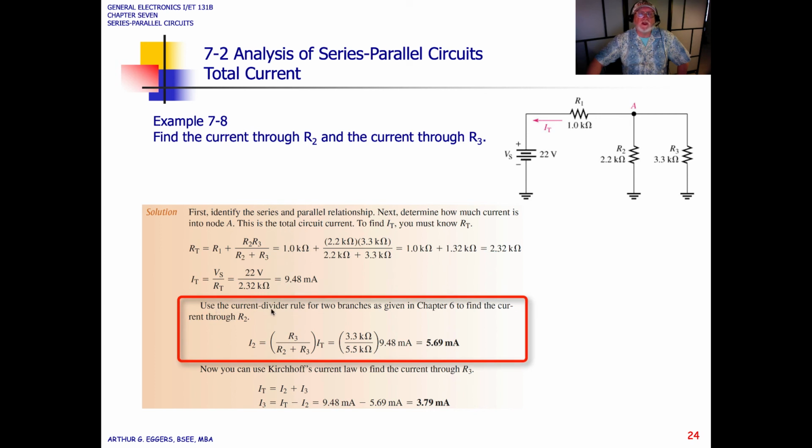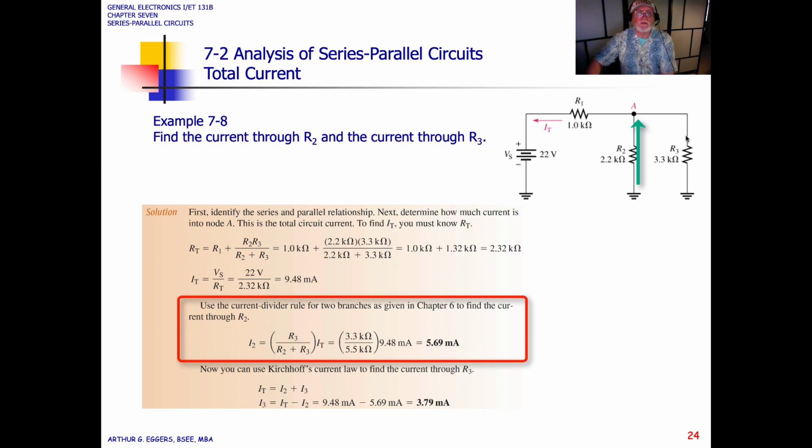So now I can use the current divider rule for two branches to determine the current through R2. There's R2, and I want to know the current there. So I'm going to use the current divider rule. In this case, R3, which is the opposite resistor, divided by the sum of R2 and R3, times the total current. That gives me 3.3 kilohms divided by 5.5 kilohms, times the current I just solved for, 9.48 milliamps, and the current through R2 solves out to be 5.69 milliamps.